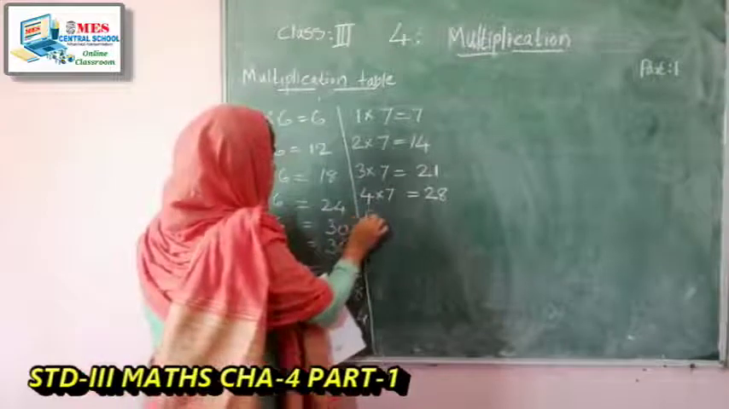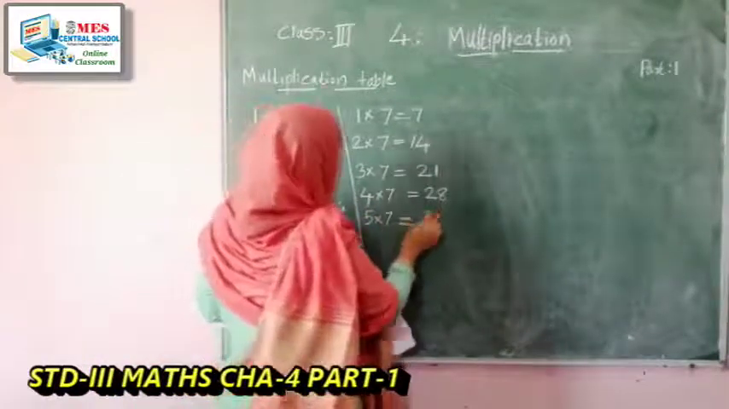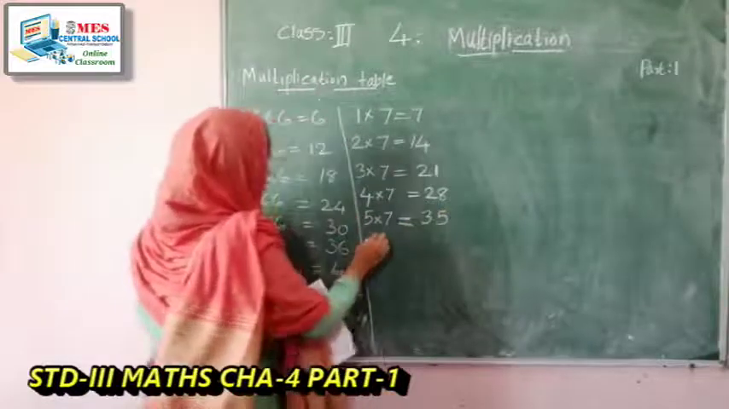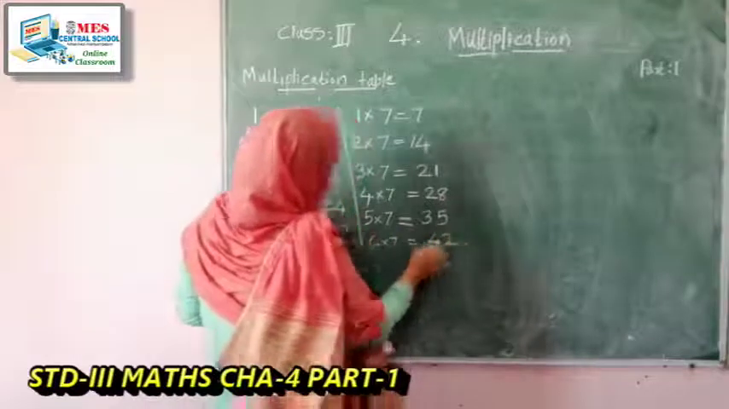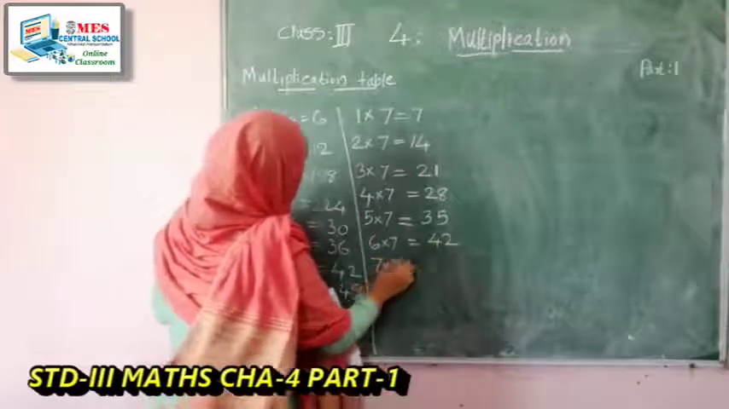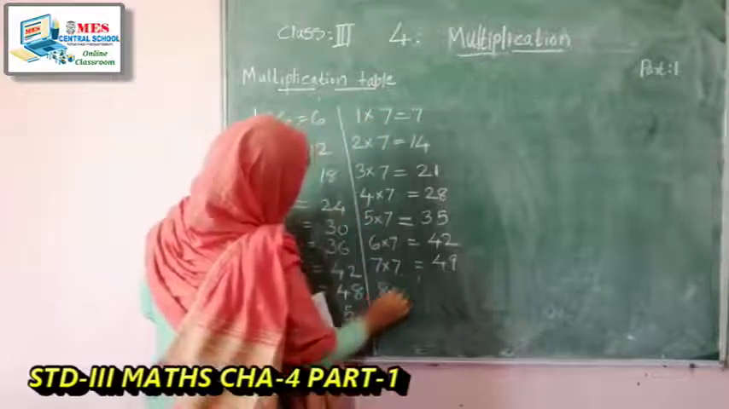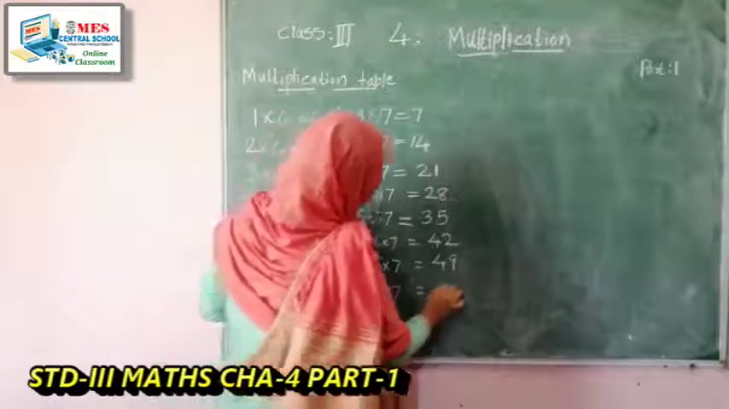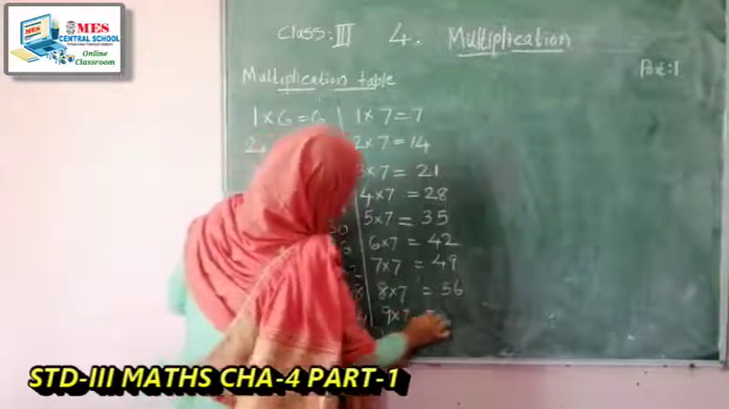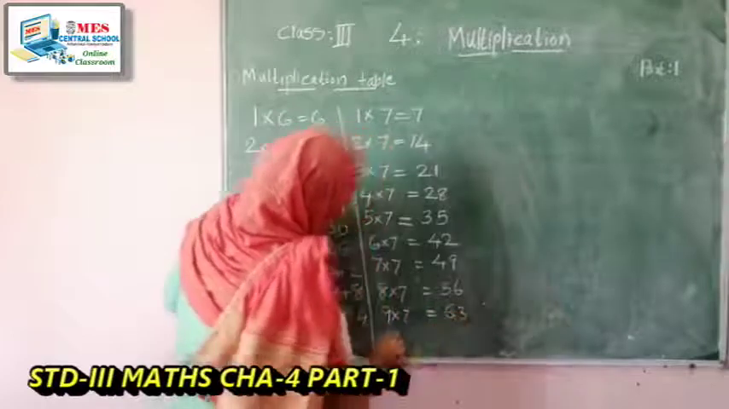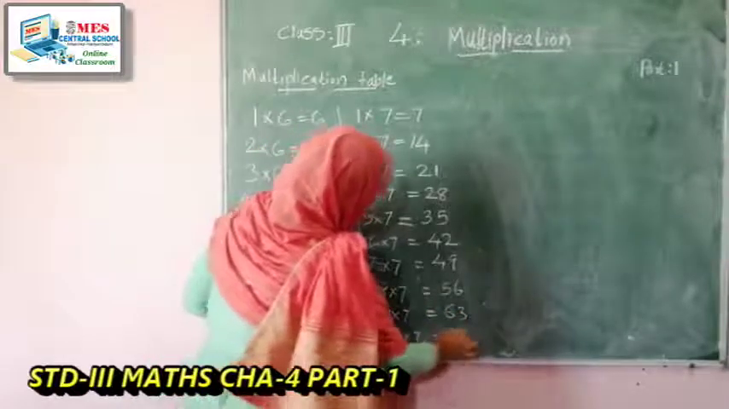Next 5 7 35. 6 7 42. 7 7 49. 8 7 56. 9 7 63. 10 7 70.